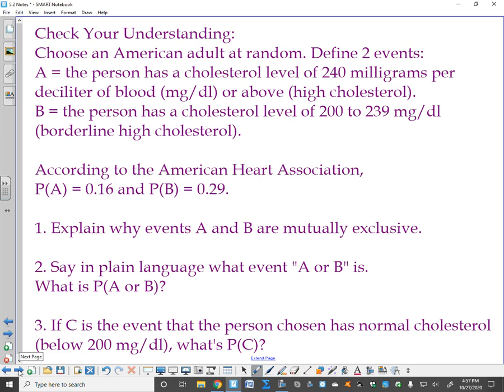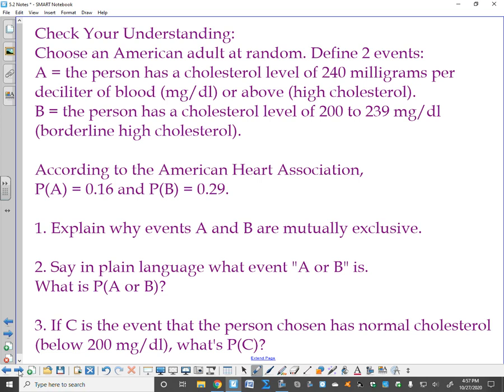All right, check your understanding. Choose an adult at random. Define 2 events. Event A, the person has a cholesterol level of 240 milligrams per deciliter of blood or above, which means they have high cholesterol. Event B, the person has a cholesterol level of 200 to 239, which is borderline high cholesterol.